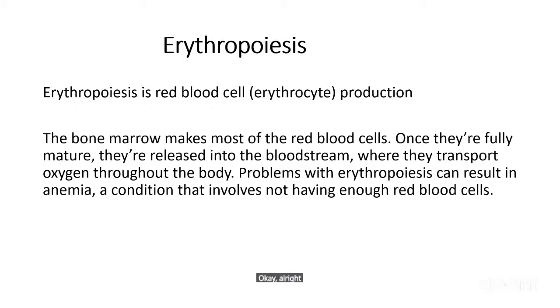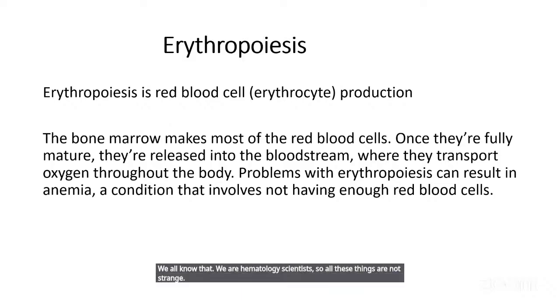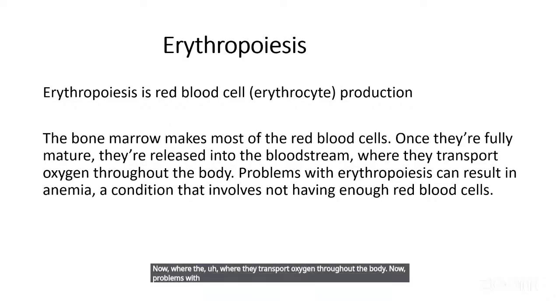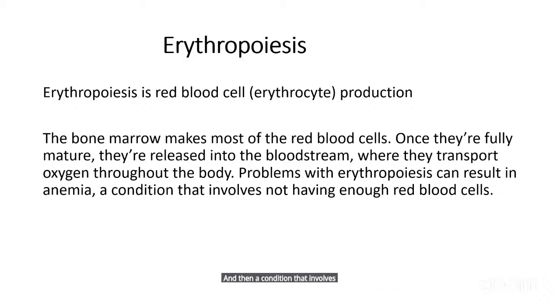Okay, all right. So erythropoiesis is red blood cell, that is erythrocyte, production. The bone marrow makes most of the red blood cells, and once they are fully matured, they are released into the bloodstream. We all know that, and we are hematology scientists, so all these things are not strange. Now, they transport oxygen throughout the body. Problems with erythropoiesis can result in anemia, a condition that involves not having enough red blood cells.